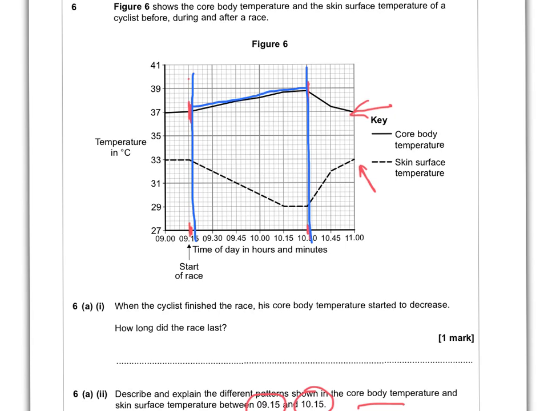1 mark if you put that energy is being released as a waste product, or heat's being released as a waste product, if you like. 1 mark if you've mentioned that the skin temperature falls for the first hour and then levels off. 1 mark if you've put that that's due to sweating, sweat evaporating from the skin. 1 mark for mentioning sweating, 1 mark for mentioning evaporation from the skin. So that's quite a lot to take in, isn't it?